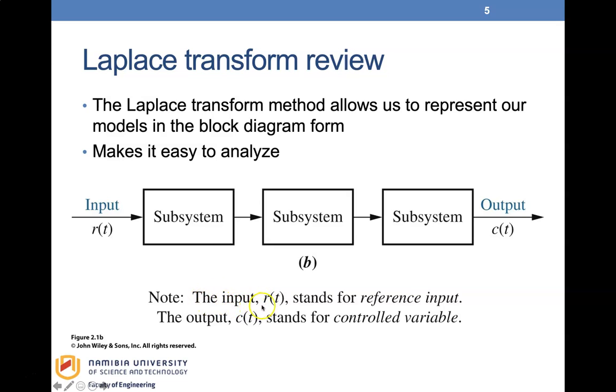Note that the input r of t stands for reference input, and the output c of t stands for controlled variable. With time, we'll define these terms, and you will be using them very frequently, so you will get to understand them. But just know that r of t is referred to as reference input, and c of t is referred to as controlled variable.